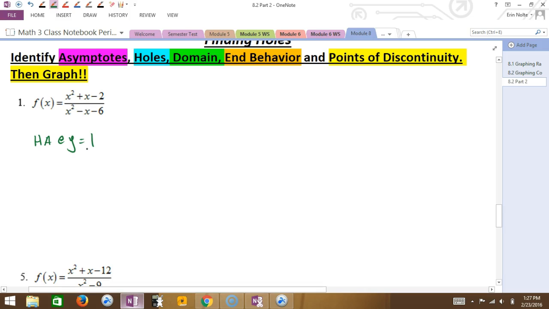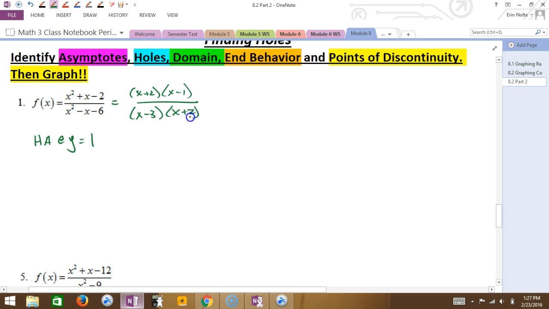Okay, so the next thing that I'm going to do is factor it because I want to figure out where I could possibly have holes and vertical asymptotes. The only way to figure that out is to factor the top and factor the bottom. So what does the top factor into? What two numbers multiply to it? 2 and -1. Okay, so -3 and +2 on the bottom.